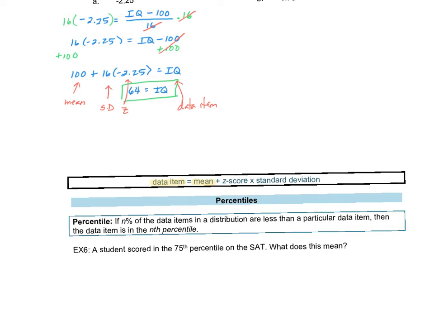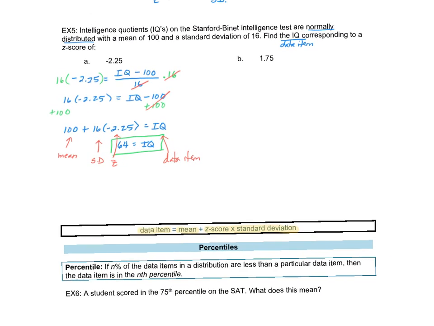So if I solve the z-score formula for the data item, then it ends up that the data item is equal to mean plus z-score times standard deviation. Since this is multiplication, the order didn't matter, standard deviation times the z-score or z-score times standard deviation, either way. So again, if you're trying to find the data item, it's better to use this formula in the box rather than using the original z-score formula.